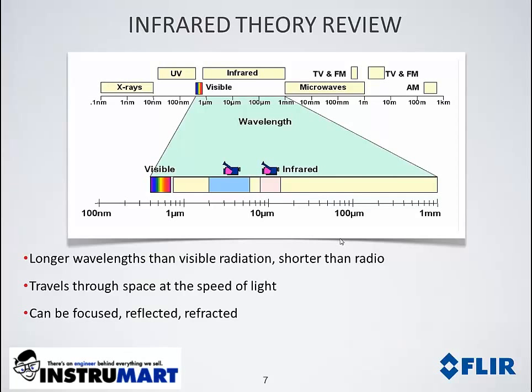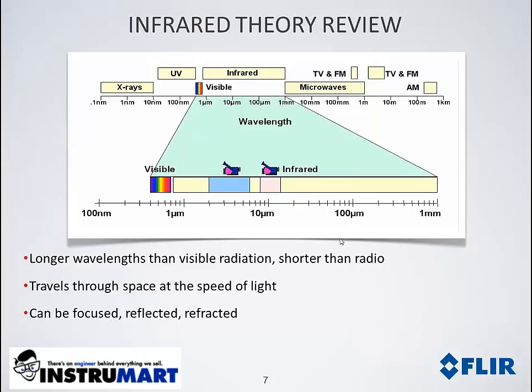The chart shown here is a representation of the electromagnetic spectrum. From the chart, we see how infrared radiation relates to other forms of electromagnetic radiation. Some key takeaway points are infrared radiation wavelengths are larger than visible wavelengths. These are the wavelengths that our eyes are tuned to see.